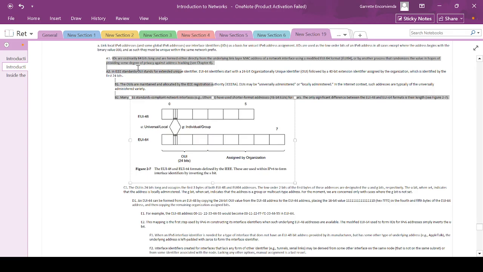IIDs are ordinarily 64 bits long and are formed either directly from the underlying link layer MAC address of a network interface using a modified EUI format, EUI-64, or by another process that randomizes the value in the hopes of providing some degree of privacy against address tracking.